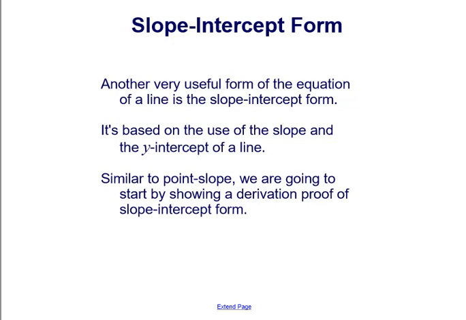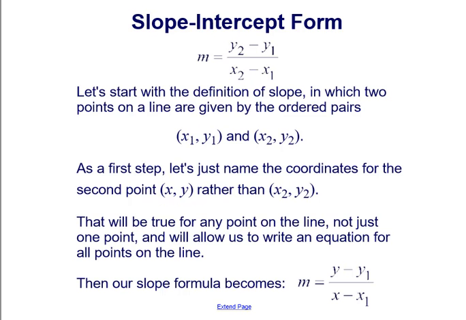Similar to point-slope, we are going to start by showing a derivation proof of slope-intercept form. So let's start with the definition of a slope in which 2 points on a line are given by the ordered pairs of x1, y1 and x2, y2. So we have m equals y2 minus y1 over x2 minus x1.